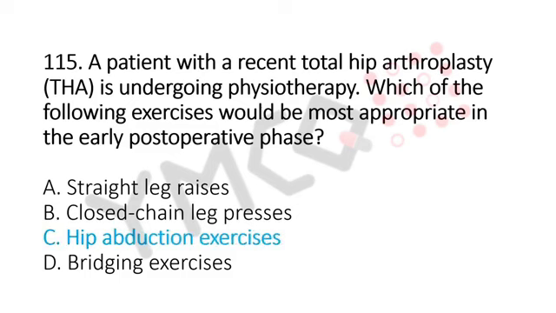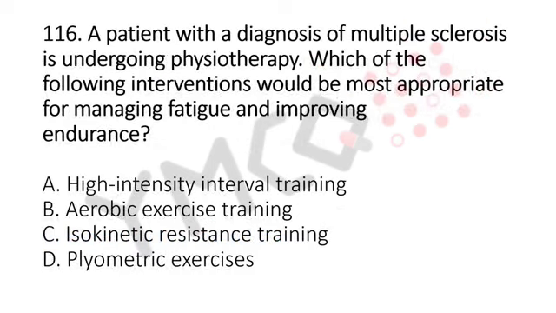Now let's move to question number 116. A patient with diagnosis of multiple sclerosis is undergoing physiotherapy. Which of the following intervention would be the most appropriate for managing fatigue and improving endurance? Option A, high intensity interval training. Option B, aerobic exercise training. Option C, isokinetic resistance training. Option D, plyometric exercises. And answer is option B, aerobic exercise training.